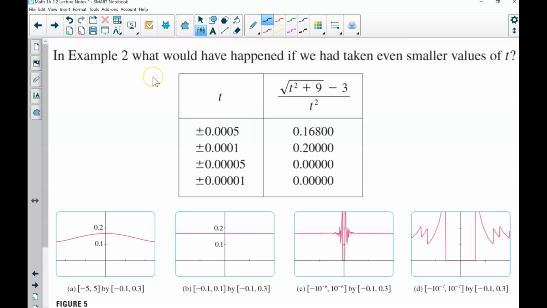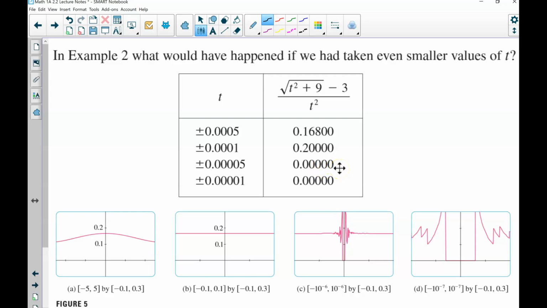Now in example 2, what would have happened if we had taken even smaller values of t? The table shown here shows the results from one calculator. You can see that something strange seems to be happening. If we start going smaller by putting in a positive and negative value of 0.0005, we get 0.168. Now if we go even smaller, plus or minus 0.0001, you get 0.2000. If we put in even smaller, plus or minus 0.00005, we get 0.0000.